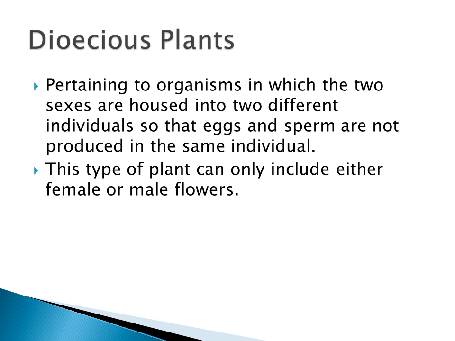Okay, so the next topic we're going to talk about is dioecious plants. And to understand the concept of dioecious, we're going to once again have to understand its definition. This is pertaining to organisms in which the two sexes are housed in two different individuals, so that eggs and sperms are not produced in the same individual. This type of plant can only include either female or male flowers.